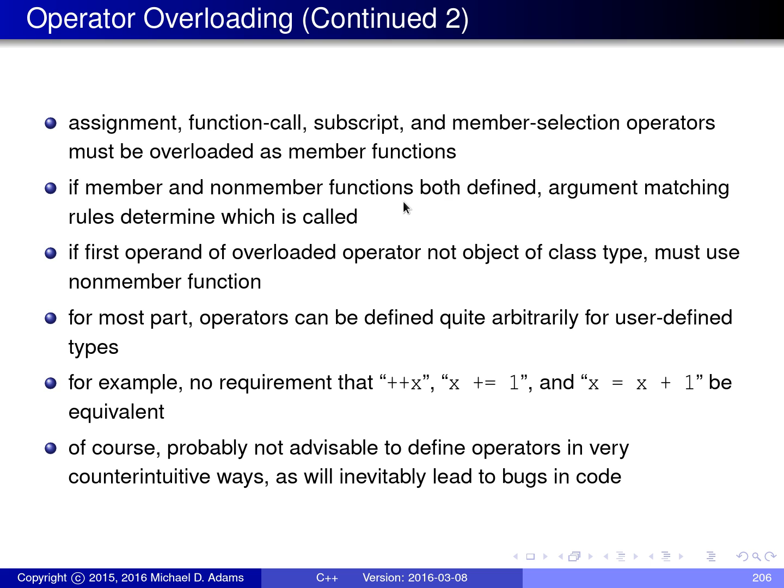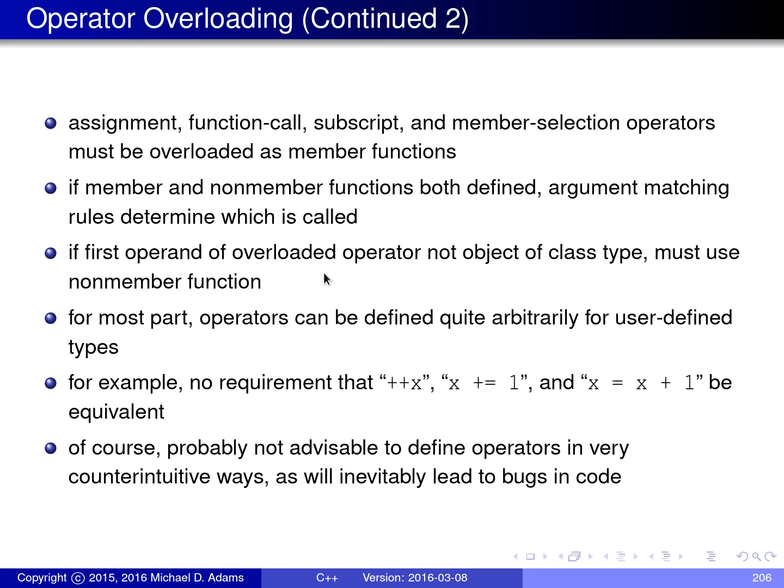It is possible to provide both member and non-member functions for an operator, at least for the operators that allow both. In this case, argument matching rules are used to determine which of the operator functions will be called. It's probably better to only provide one, because if you provide both, you may get into situations where you have ambiguous function calls.